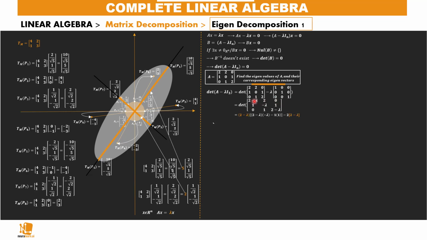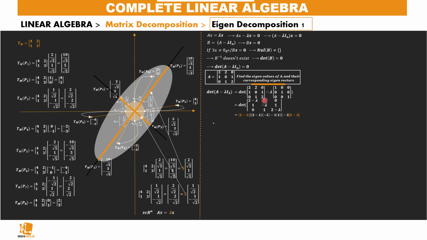With this, we have (2 minus lambda) times the determinant of the matrix made of negative lambda, 1, 1, 2 minus lambda, minus 2 times the matrix made of 1, 1, 0, 2 minus lambda. Since here we have a 0, we simply ignore it, and we have (2 minus lambda) times (2 minus lambda) times (negative lambda minus 1 times 1), and this is what we have. Then next, we have minus 2 times (2 minus lambda) times 1, which is 2 minus lambda, minus 0, so we just have 2 minus lambda.